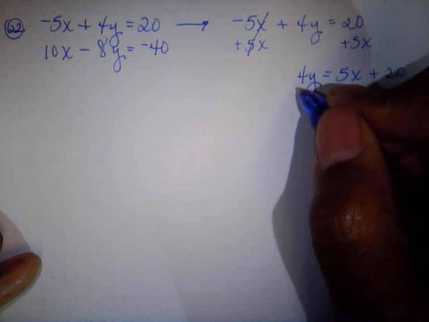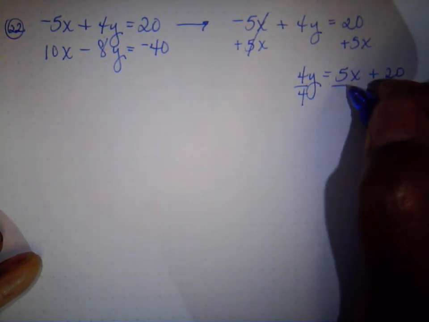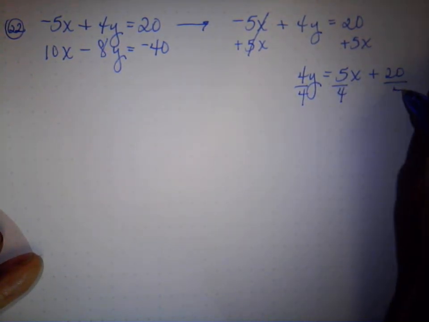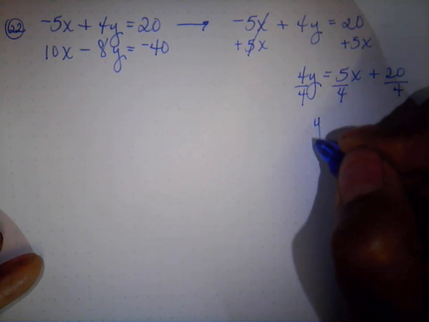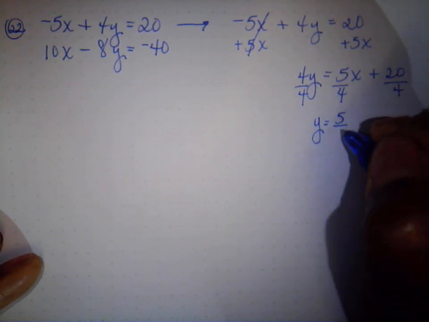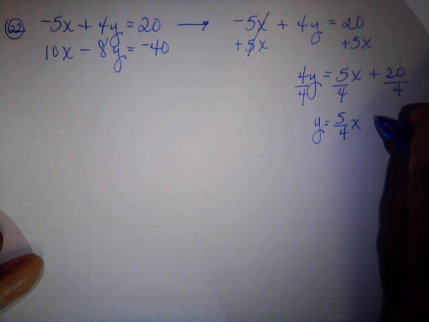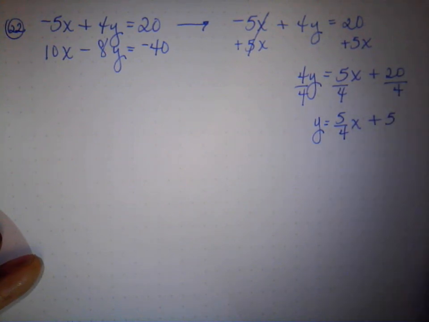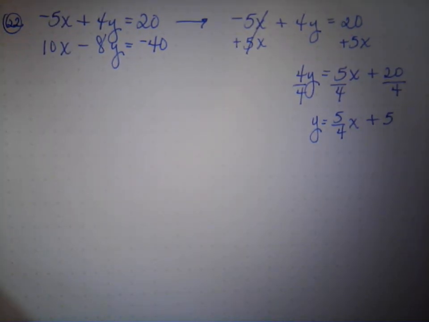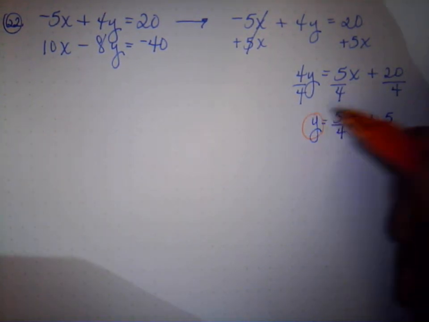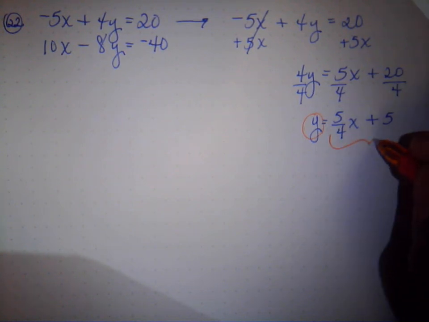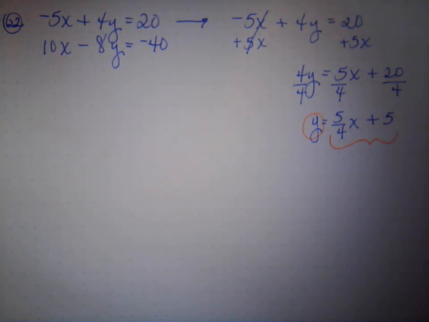Now I'm going to divide every term by 4. And I have that y is equal to 5 over 4 x plus 5. Got us a funky fraction, right? We'll be okay. So that means everywhere I see a y, I'm replacing it with 5 over 4 x plus 5.